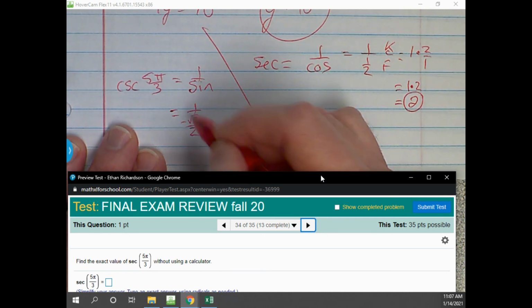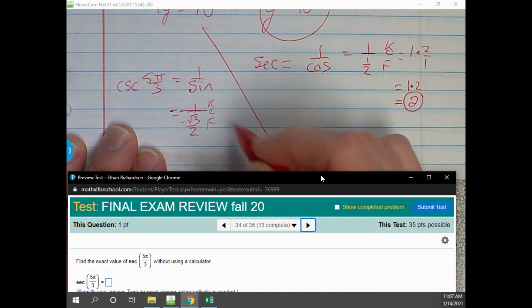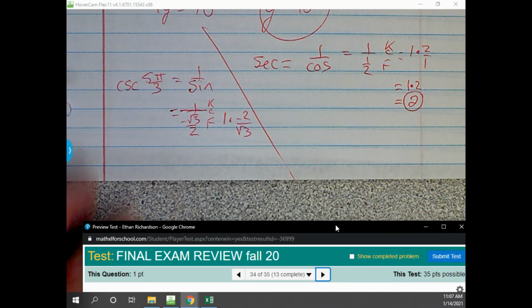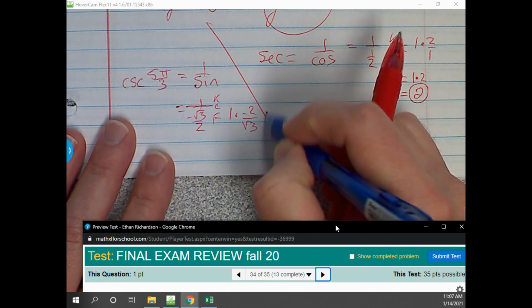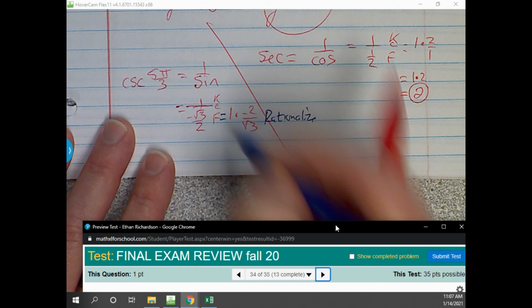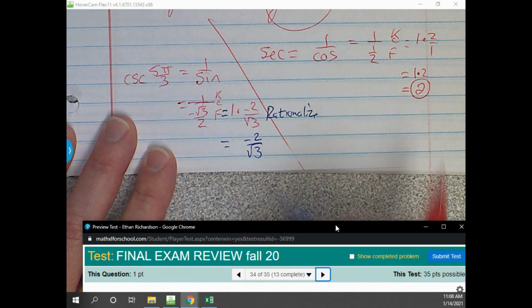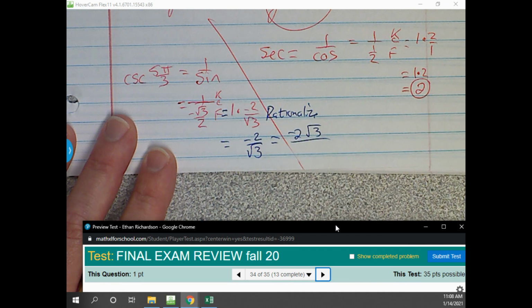Okay, if you did keep it, change it, flip it here, you keep the 1 the same, you change this to multiplication, you flip this thing upside down. That becomes 1 times negative 2 over square root of 3. And if y'all remember, if the square root happens to be in the denominator, you cannot leave it there. You would have to rationalize it. To rationalize it, we said you have to move the number from the bottom to the top, and on the bottom, you leave just the number without the square root.